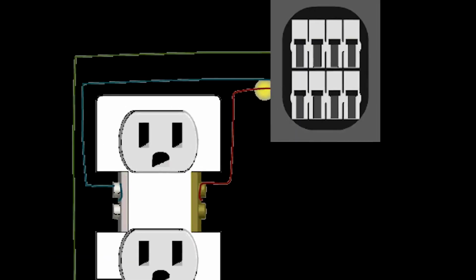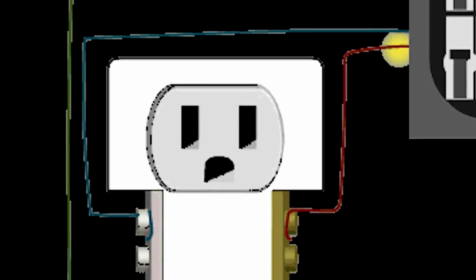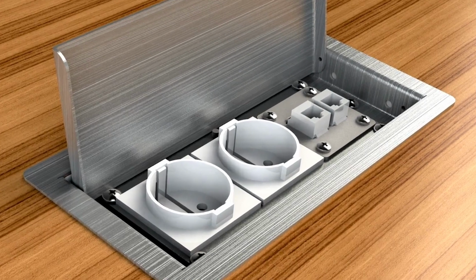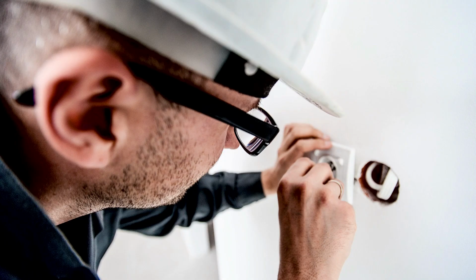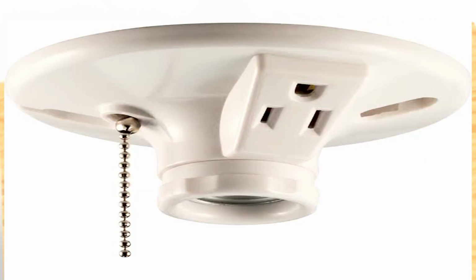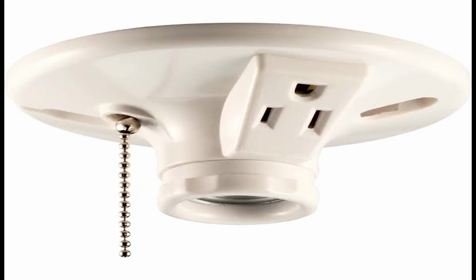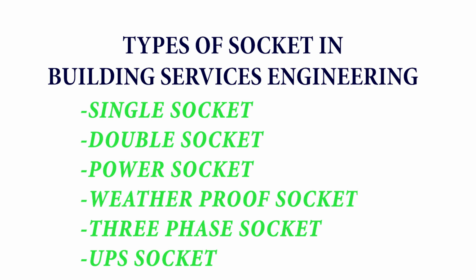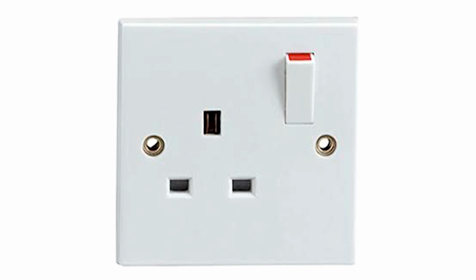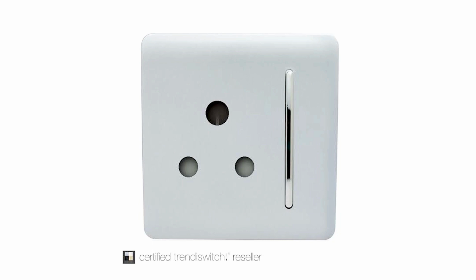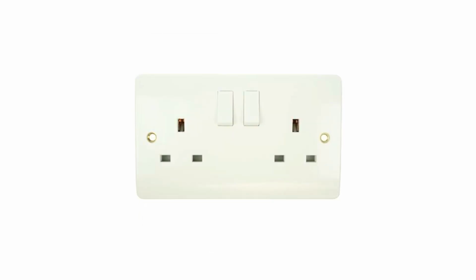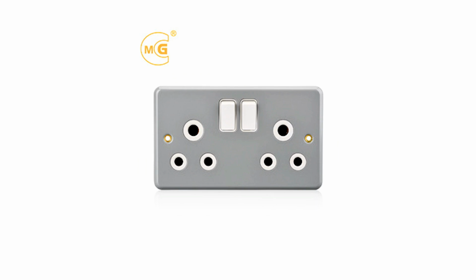Sockets, also known as receptacles or outlets, are devices that connect electrical equipment to the power supply. They can be floor mounted, wall, furniture, or ceiling mounted. The 6 types of sockets we have in building services are: 1. Single socket, which can be a 13 amp or a 15 amp socket. We still have a double socket of 13 amps and 15 amps varieties.